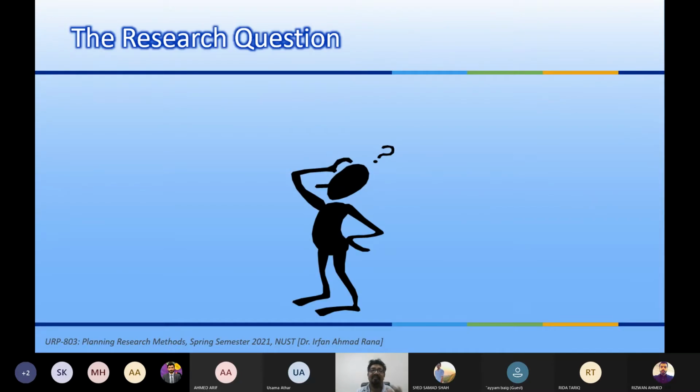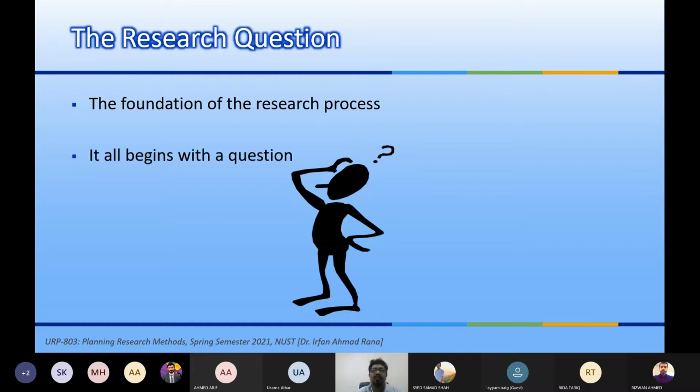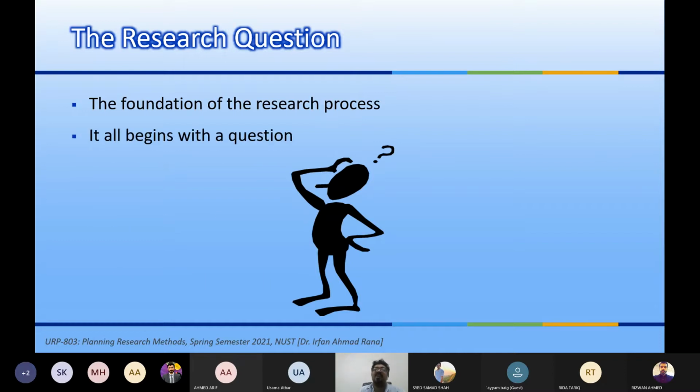So what is a research question? Most of you might have prepared research questions even at your bachelor's level. For those who do not know, it's simply a question which needs to be answered. Sometimes if you read research papers, some people write hypotheses or some people write research questions, and commonly they are abbreviated as RQ: RQ1, RQ2, RQ3, so research questions 1, 2, and 3.